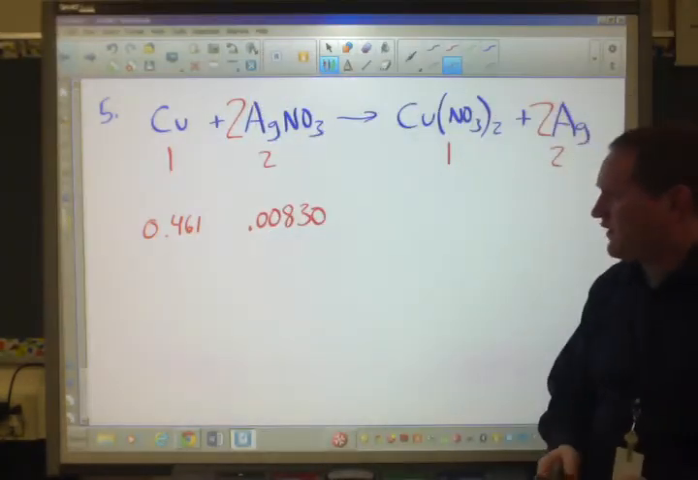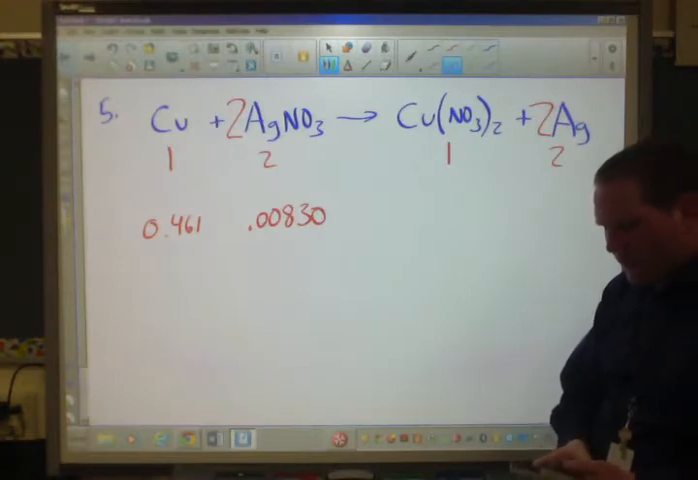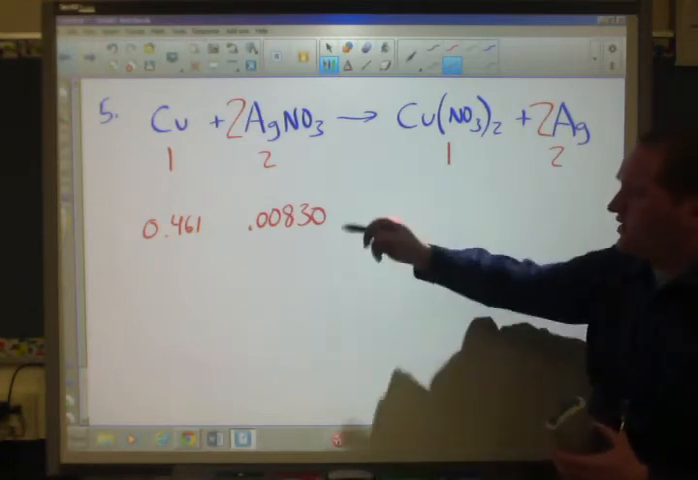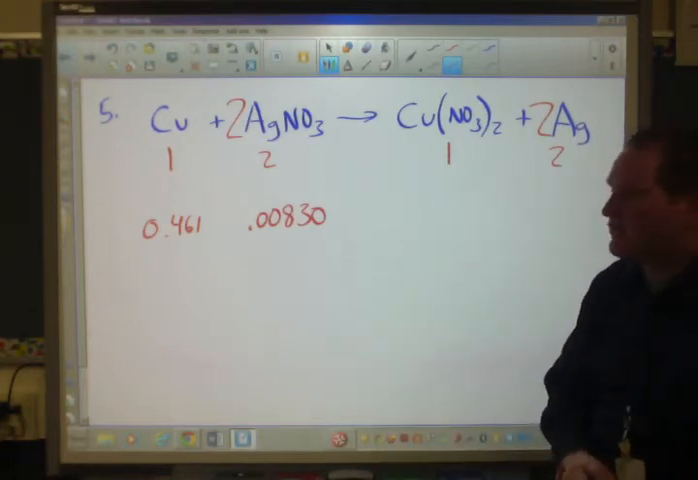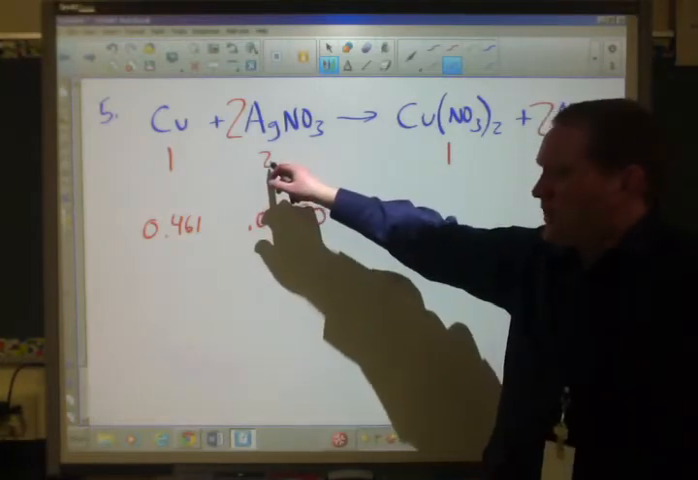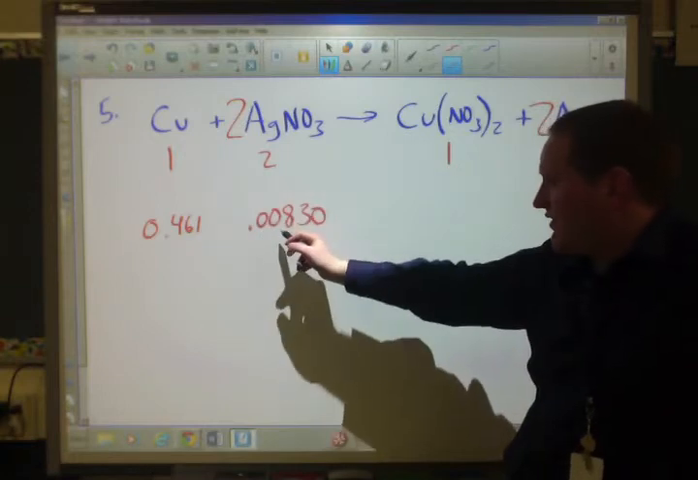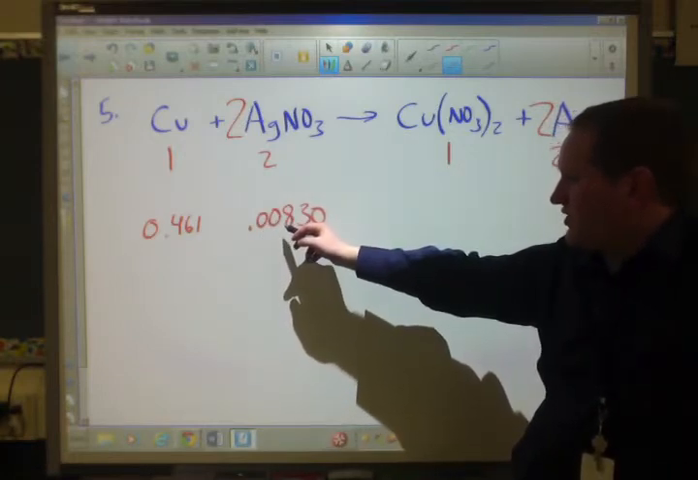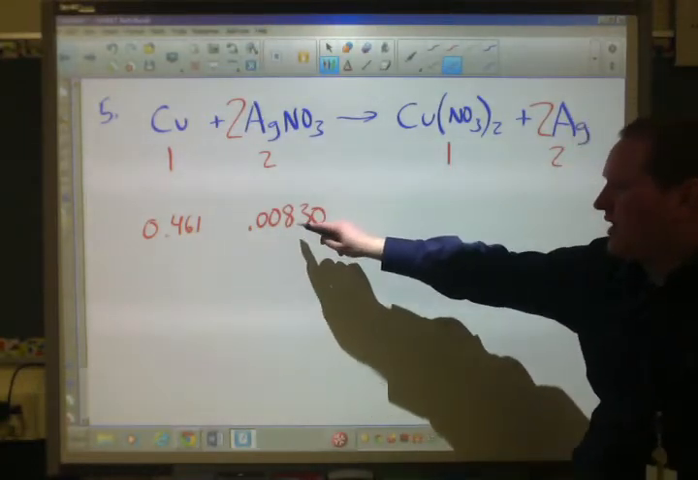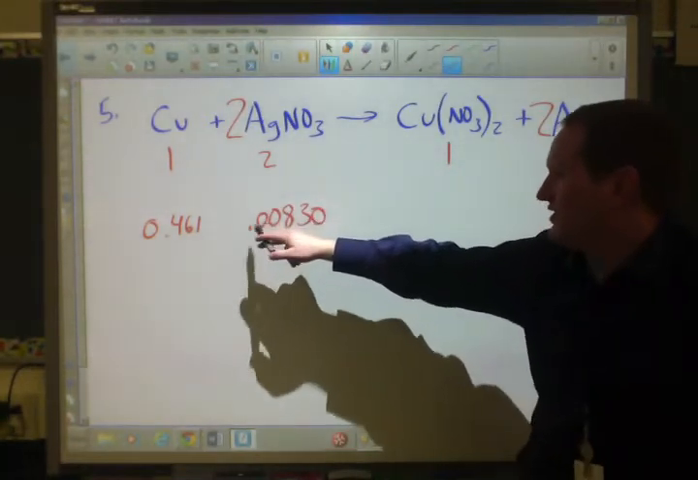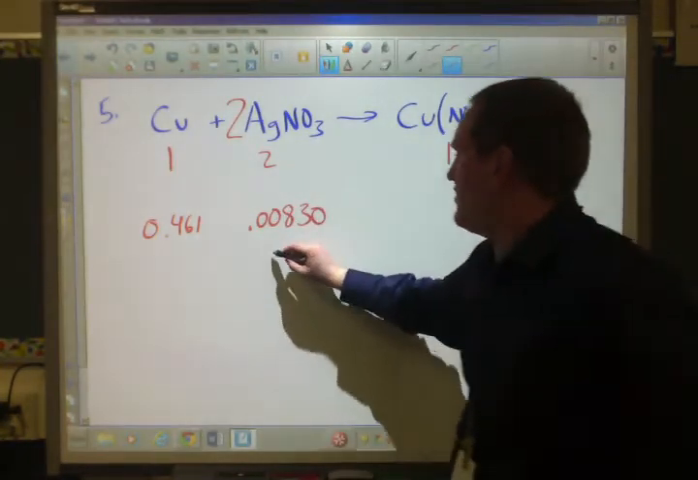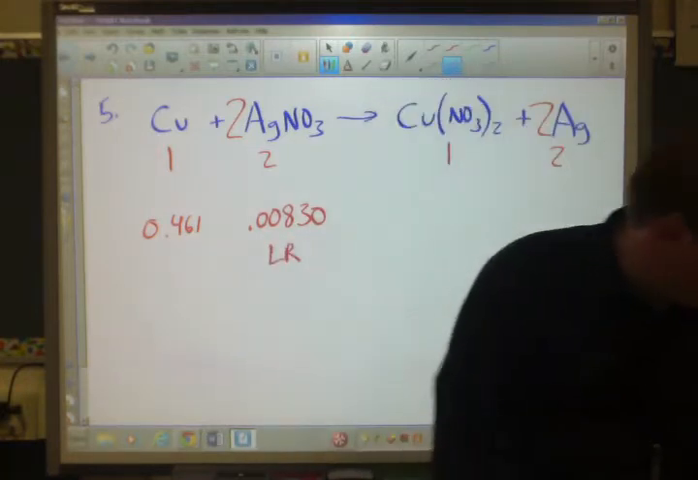All right, so now we need to figure out which of these is our limiting reactant. Normally, you pick one of these and figure out how much product you would get with each. However, if it's as blatantly obvious as this one, you don't have to do that. Normally, I need twice as much silver nitrate, but I have like 200 times less than that. So this is obviously my limiting reactant. Even if I had 0.6 or 0.7 of this, it would still be my limiting reactant. So let's see what the problem asks.